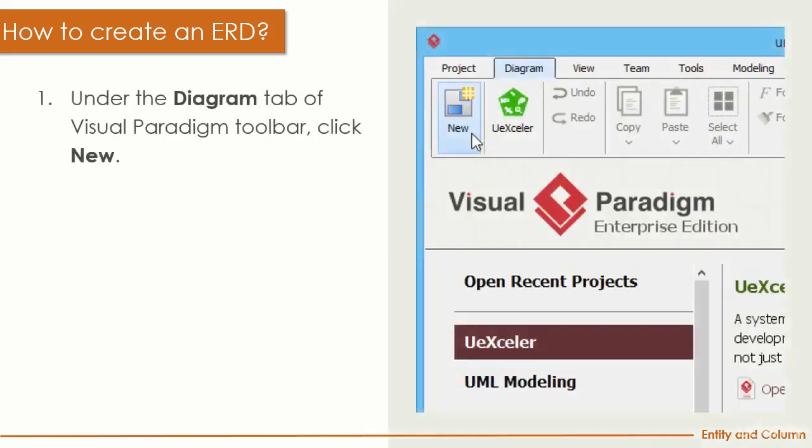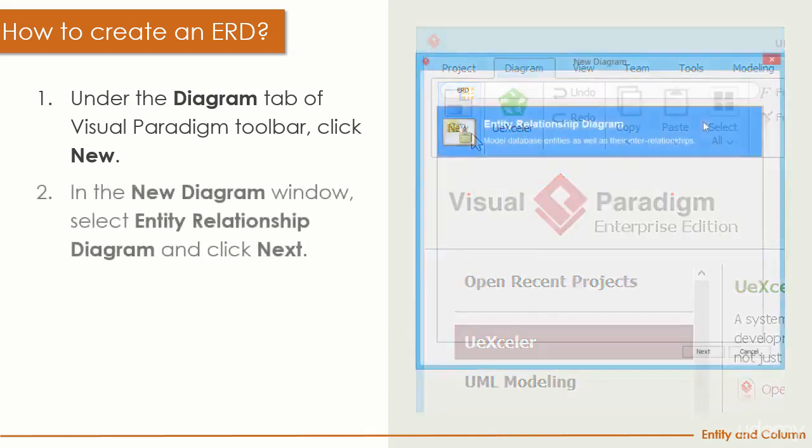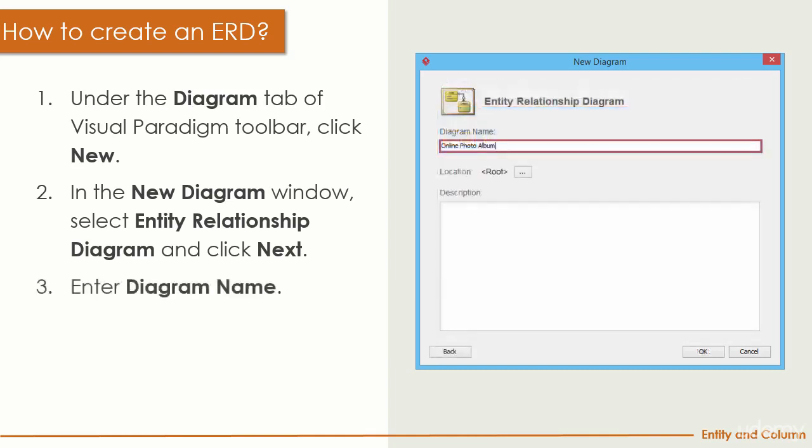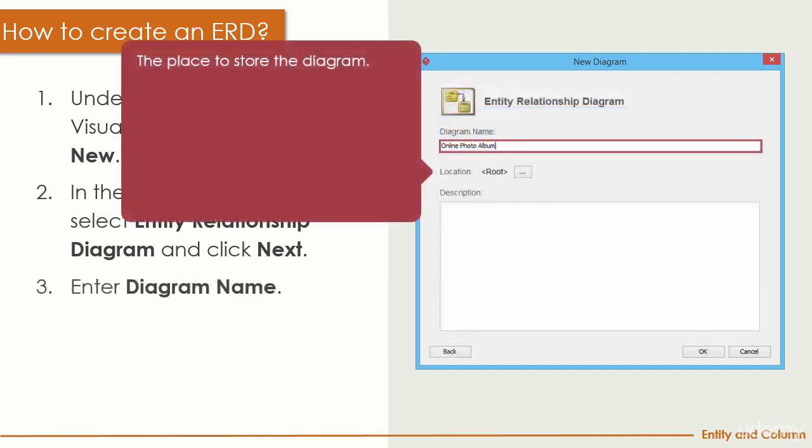To create an ERD in Visual Paradigm is easy and straightforward. You just go to the Diagram tab on the menu, click New, then you will see a new diagram dialog box. Enter ERD or the entity relationship diagram you like. We will search and filter. Then you enter the name. The second thing is very important.